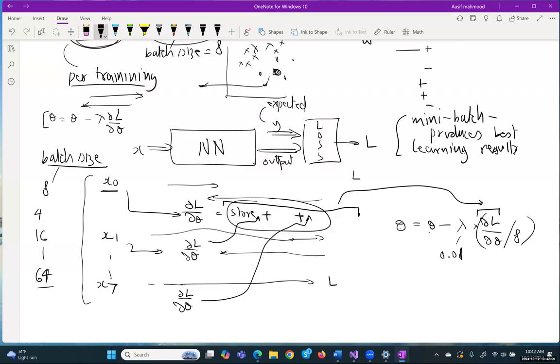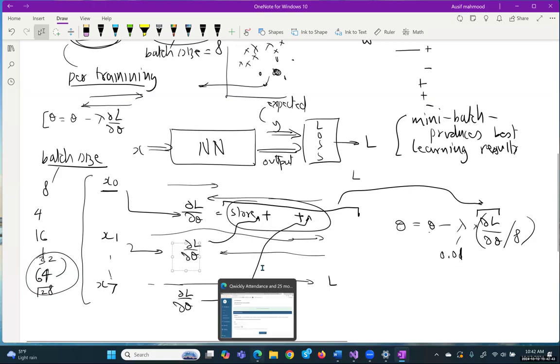And the answer is, if you have a lot of data, and again, it depends on the data set itself, then typically, for example for image data, anywhere from 32 to 64, or sometimes even 128, you will get the best learning results. And how do we decide which one is the best learning? Let me also clarify that.